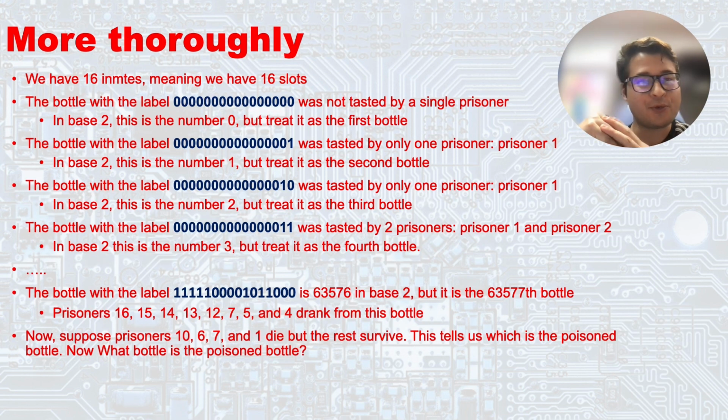Okay, so let's go more thoroughly over it, let's understand it. The bottle with 16 zeros was not tasted by a single prisoner. In base 2, this is 0, but treated as the first bottle. So for instance, if every single prisoner survives, guess what? The bottle with that label is poisoned.